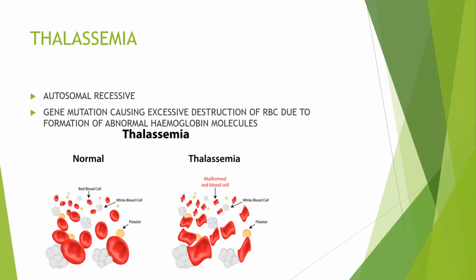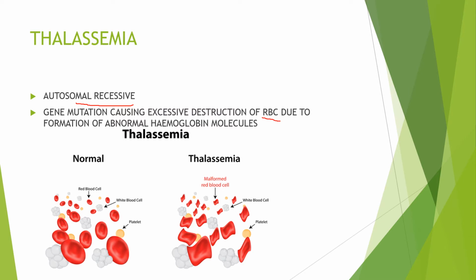Now let's learn the first Mendelian disorder, thalassemia. This thalassemia is an autosomal recessive disease. It is an autosomal recessive disease, and it is caused due to gene mutation. As a result, excessive destruction of RBC happens.